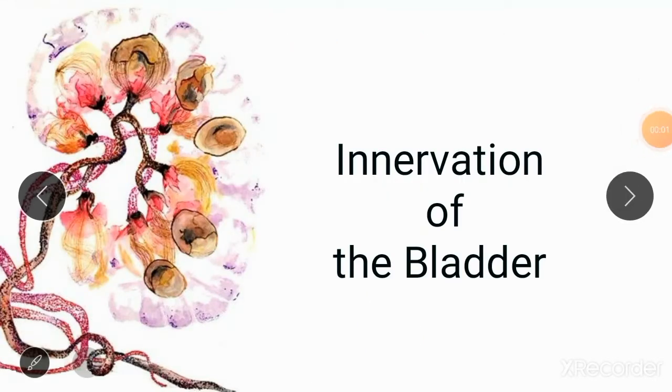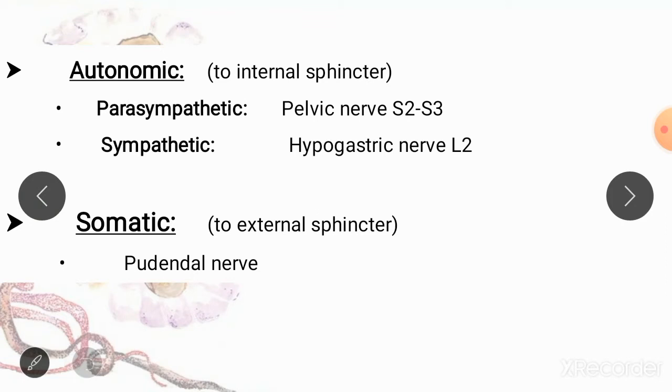Let us now discuss the innervation of the bladder. This is a very important topic and you might be asked several questions from this topic, so please be attentive. First of all, your urinary bladder is supplied by two types of nervous systems. First of all, it is supplied by the autonomic nervous system, which comprises the sympathetic and parasympathetic nerves. And as you know, the autonomic nervous system is not under your conscious control. And it is also supplied by the somatic nervous system, which is under your conscious control.